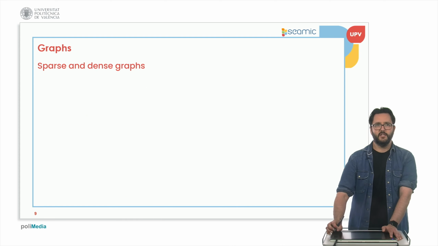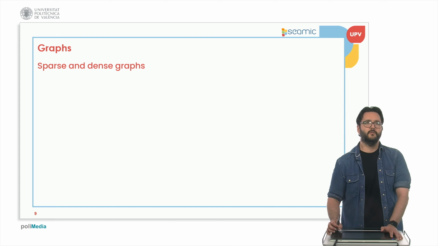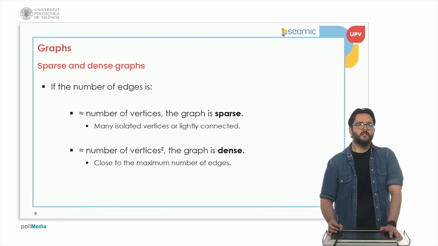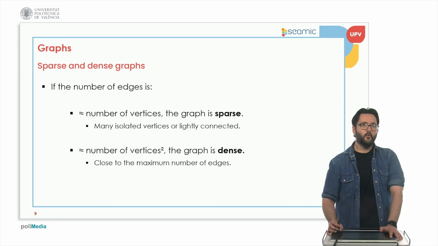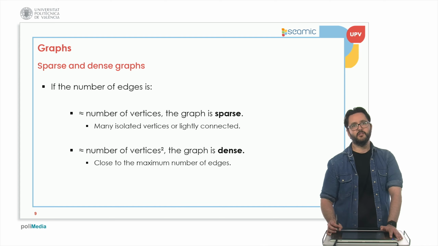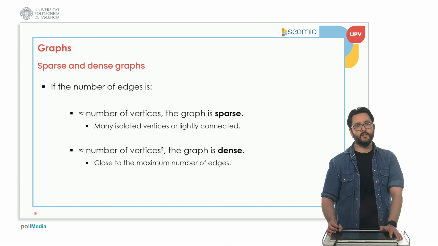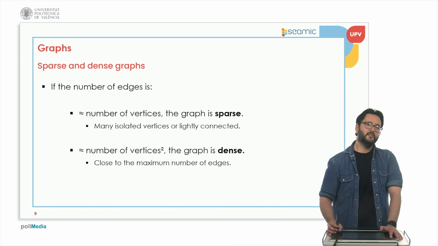Let's talk now about the sparsity and density of these graphs. This is related to the number of edges. If the number of edges is almost equal to the number of vertices, the graph is sparse. This means that there are many isolated vertices, or they are barely connected. If the number of edges is almost equal to the square of the number of vertices, the graph is dense. This means that the number of edges is close to the maximum number of edges.